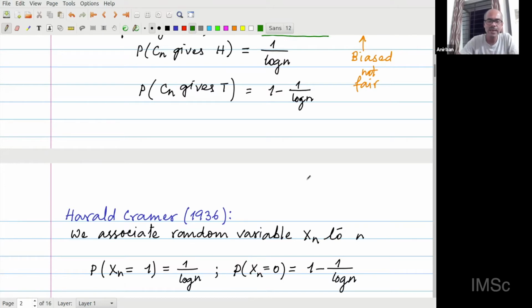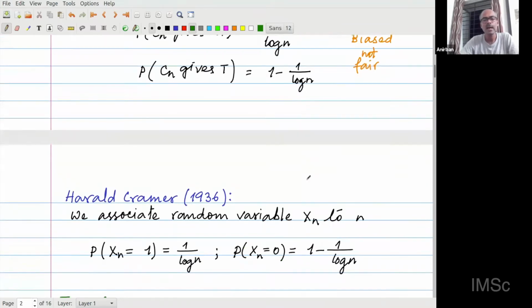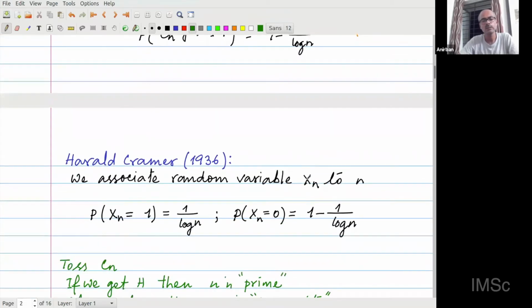Now, this head and tail, like we have done in the first slide, we associate a number, that is 0 and 1. So now this variable changes. We need a variable for every integer. Given an integer n, we have a random variable xn. So we associate a random variable to every integer n in this way, with these probabilities.